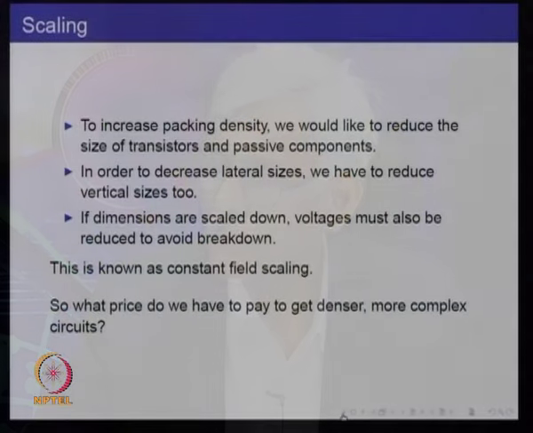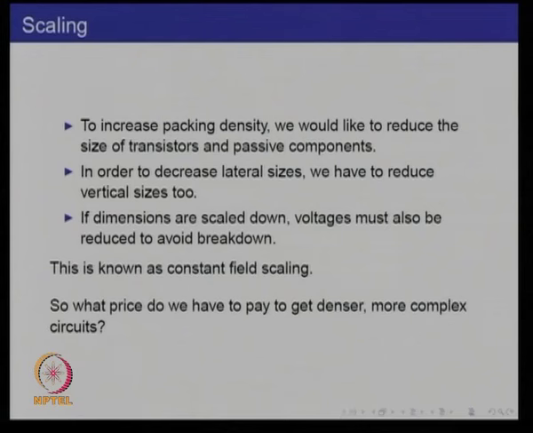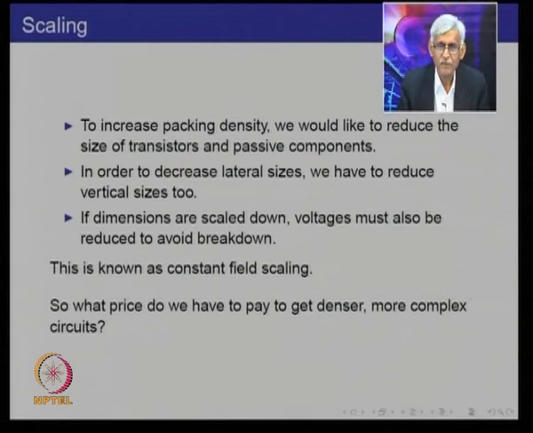To put the whole topic in perspective, let us quickly revise the ideas of device scaling. To increase packing density, we would like to reduce the size of transistors and passive components. In order to decrease the lateral sizes, we have to reduce the vertical sizes as well. If dimensions are scaled down, voltages must also be reduced to avoid breakdown. This is the usual constant field scaling. So, what price do we have to pay to get denser, more complex circuits?